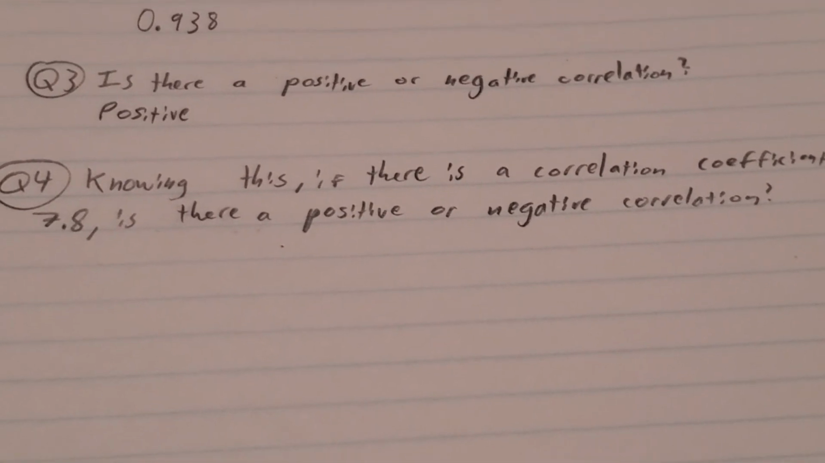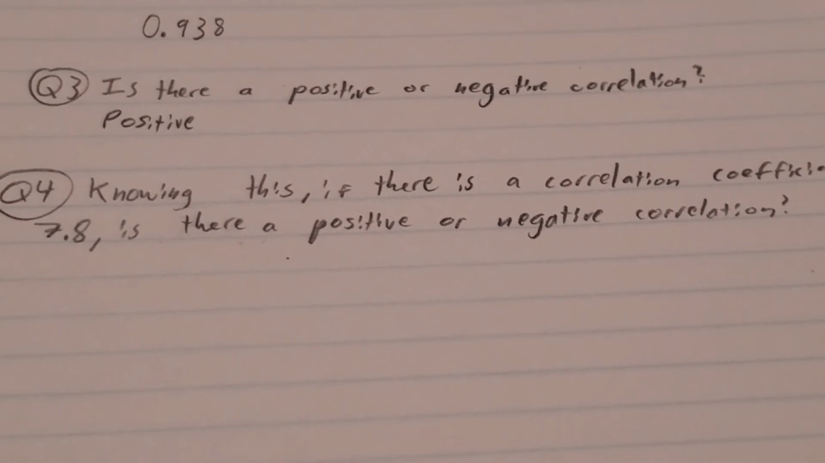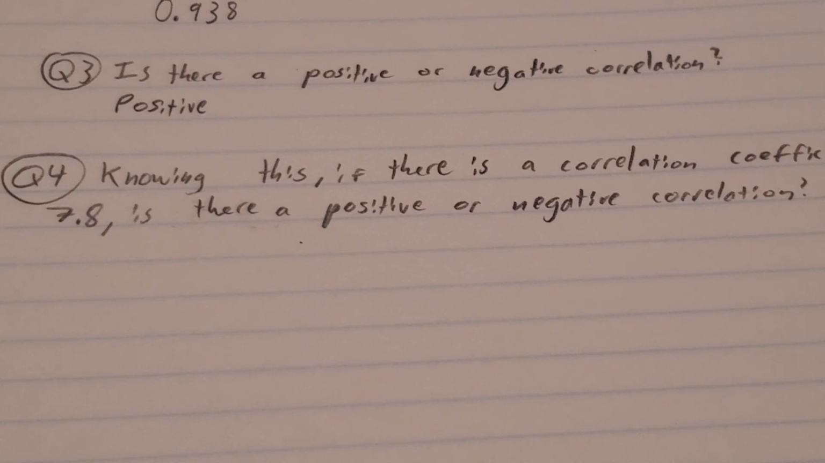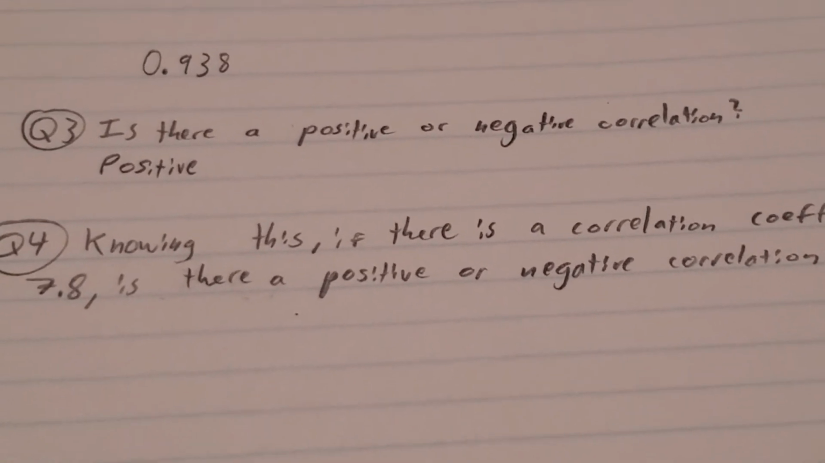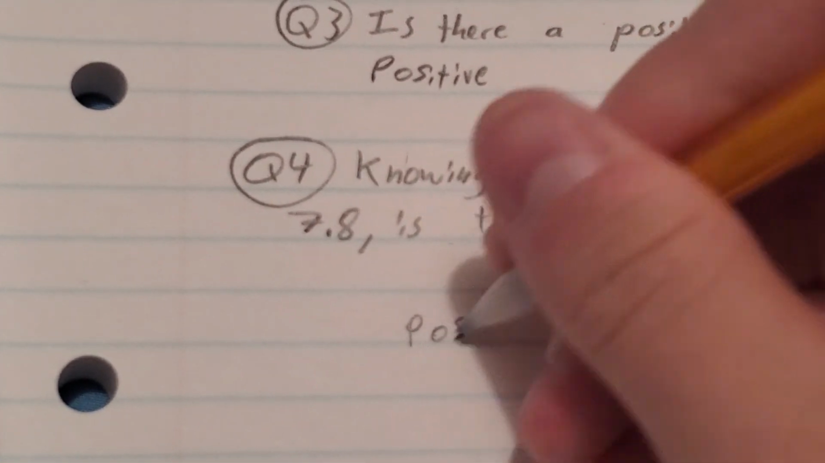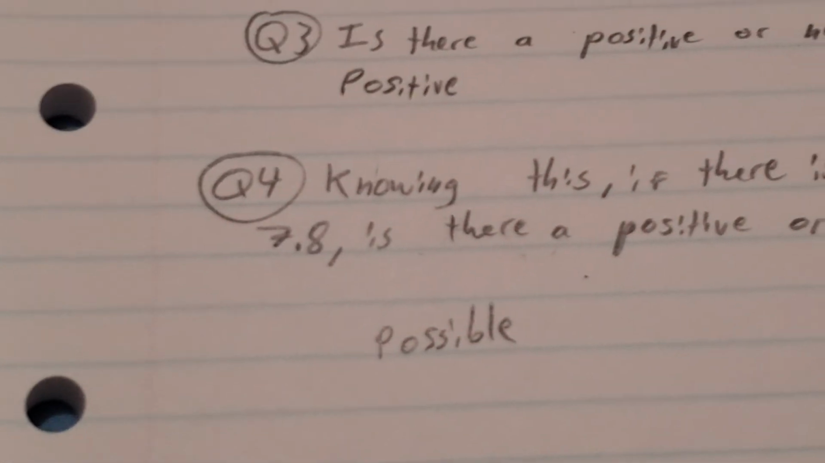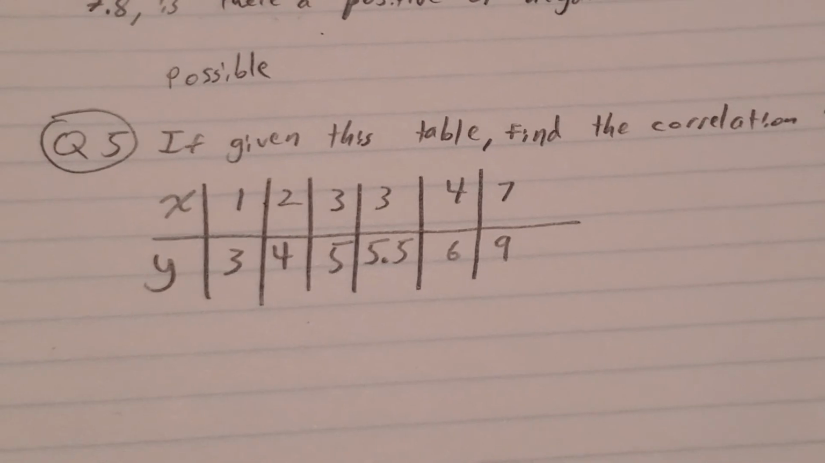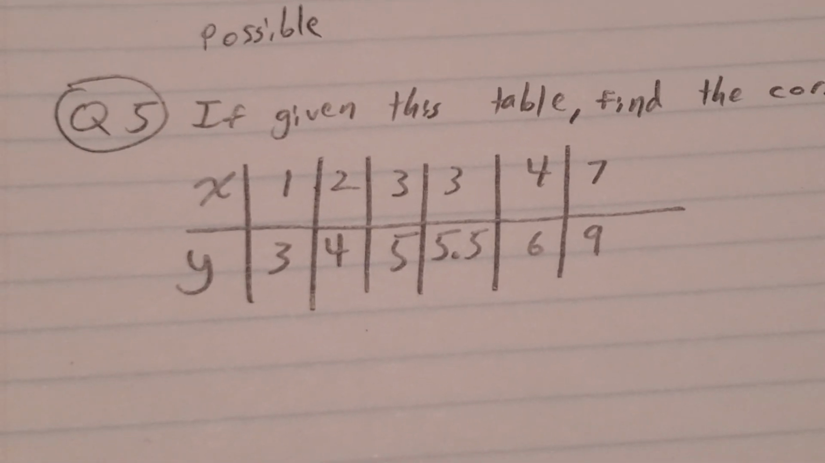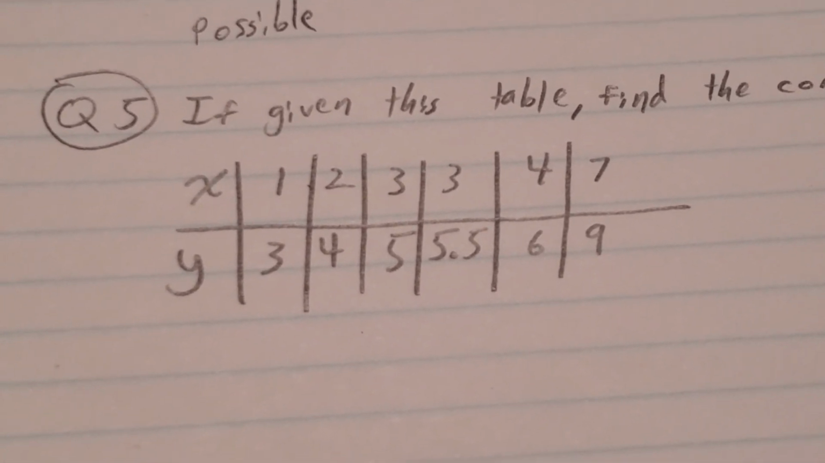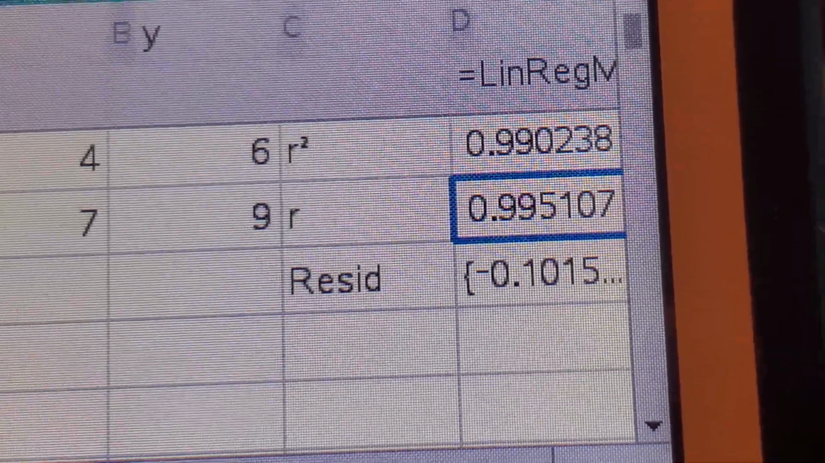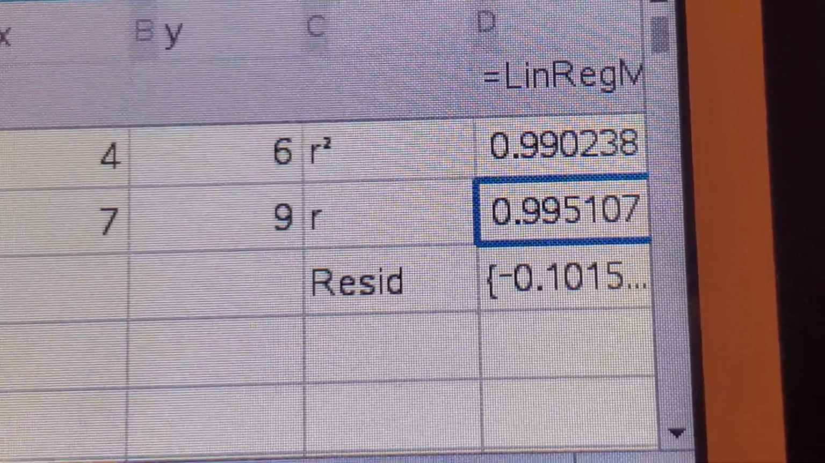Question 4. Knowing this, if there is a correlation coefficient 7.8, is there a positive or negative correlation? There is a positive correlation because 7.8 is greater than 0. Now for the hardest question, question 5. If given this table, find the correlation coefficient. You should pause the video now to do this. If you got 0.995, etc., you were right.